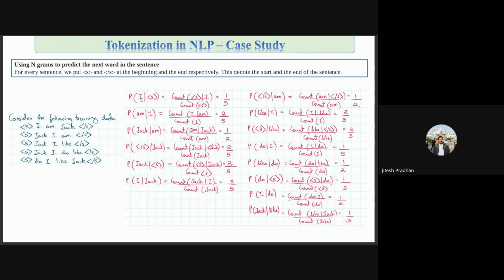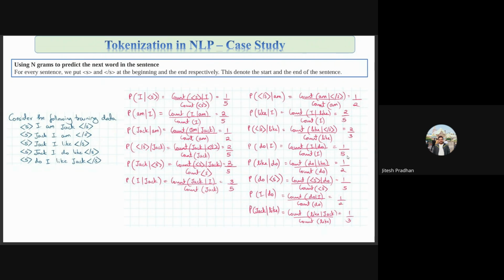So this is the first bigram: I when s is known. The occurrence of this is only once, divided by total s, which is 5, so it is 1 by 5. Next, am when I is known. I am occurs twice, divided by total I, which is 5, so it is 2 by 5. In this way, we have to calculate the probabilities of all bigrams.